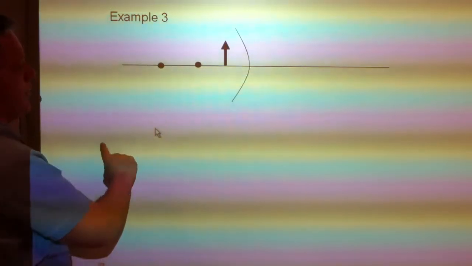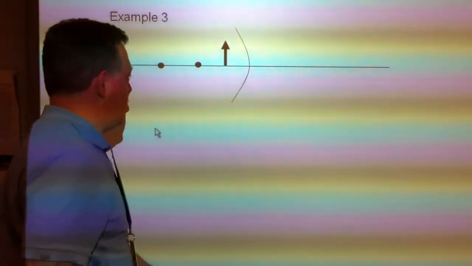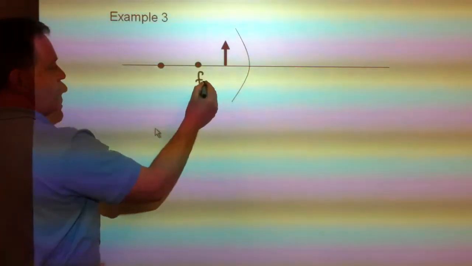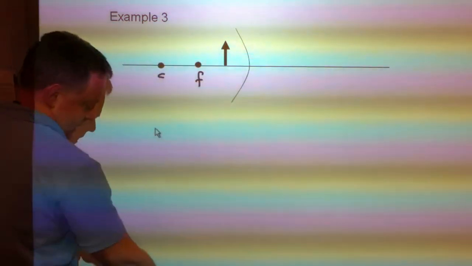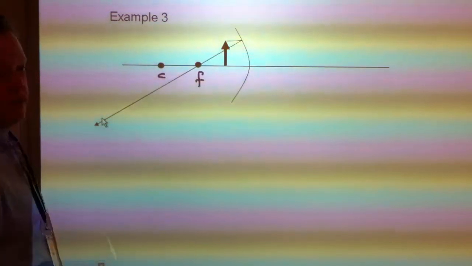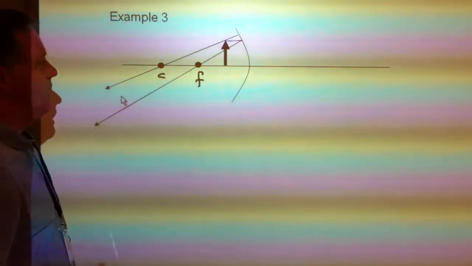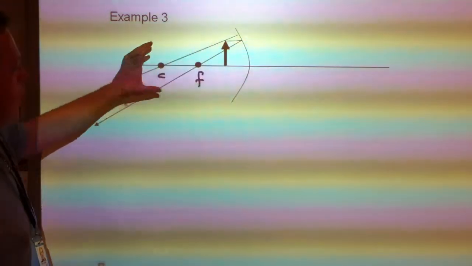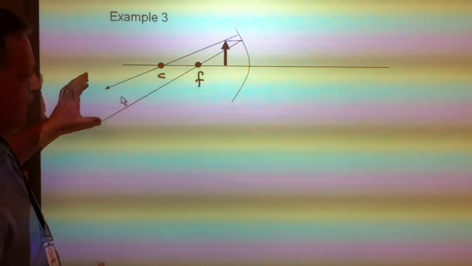In example 3, we're going to move it closer. So now we're inside the focus. So here's the focus, here is the center. Draw the same rays: parallel, down through the focus, and through the center. Now you notice these two are never going to meet. And what do we do in that case?